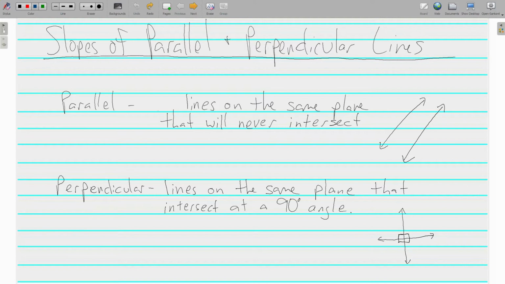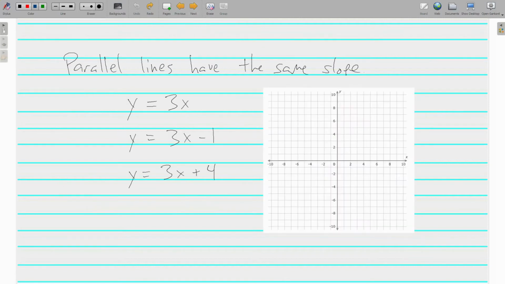But in this video, we're talking about what the slopes of parallel lines and perpendicular lines look like when we're graphing. Parallel lines have the same slope. We're going to graph these three lines, and I'm going to show you what we're talking about here.